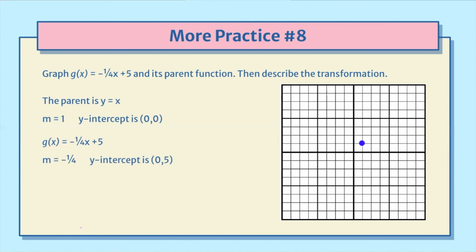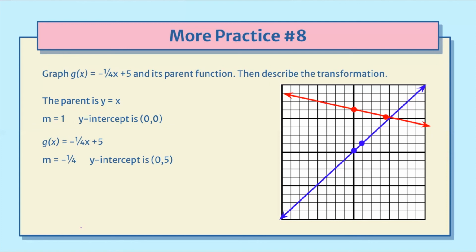So here we are going to graph the parent function first. We have the intercept at 0, 0, and we go up 1 over 1 for the parent function. And then for g of x, we're going to graph the y-intercept first, and then we're going to go down 1 and then over 4.